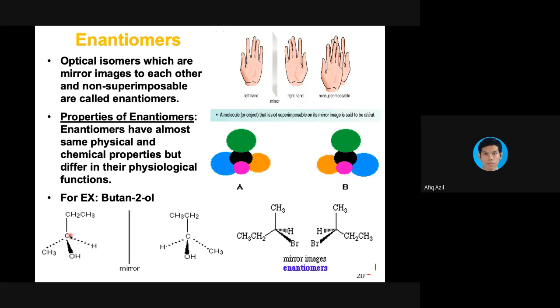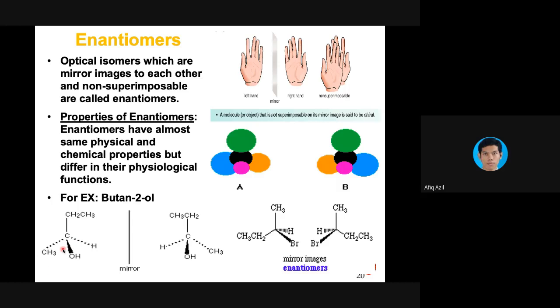So the second carbon would be the chiral center. It is bonded to the OH. It is also bonded to the CH3 and the rest of the alkyl chain. So you have 1, 2, 3, 4 still, butane and also one OH group. So butanol, and the OH is at the second carbon.